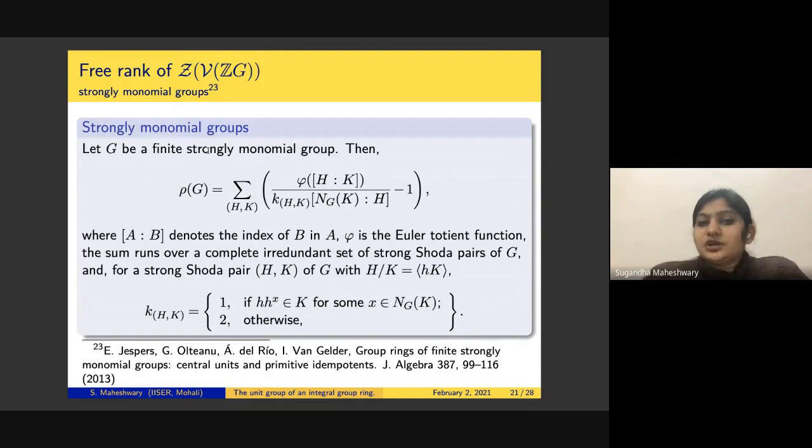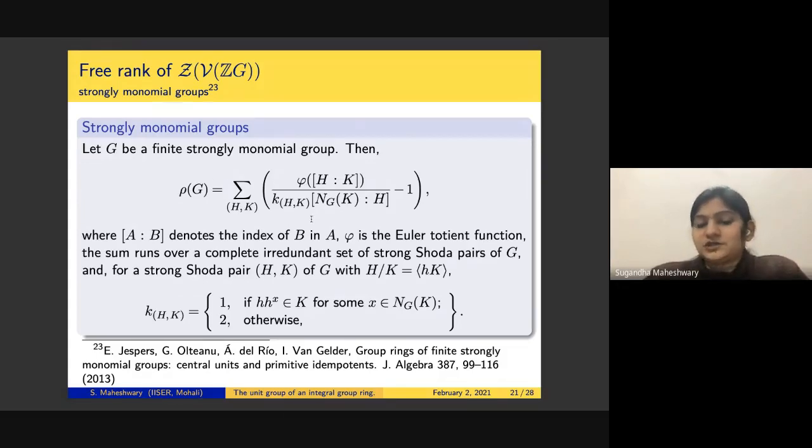So these strong Shoda pairs are subgroups of group G, and they have certain nice properties. They are good enough to determine all the representations of group G, right? So this rank is given in terms of strong Shoda pairs for strongly monomial groups. In case you know a strongly monomial group and you know a complete irredundant set of strong Shoda pairs of it, then you can write down the rank of this.